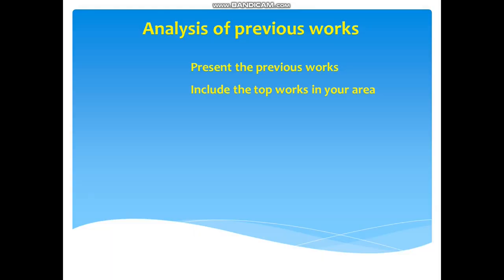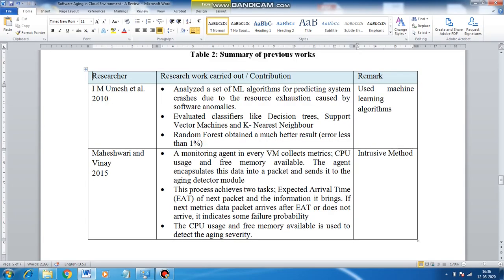Welcome back. After analysis, compare the works carried out by previous researchers. For example, with respect to the area of software aging, if you are comparing the previous works related to software aging detection techniques, you may document as shown here. Researcher, research work carried out, and remark. You may use more columns depending on the analysis you are doing.